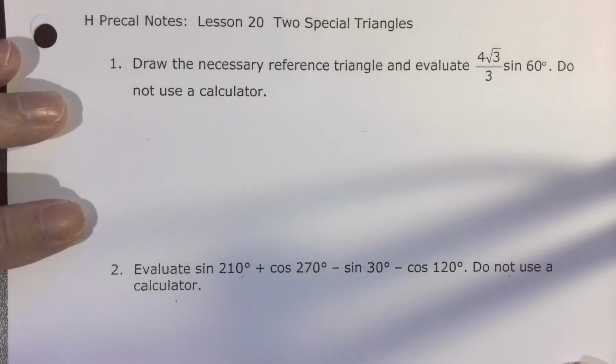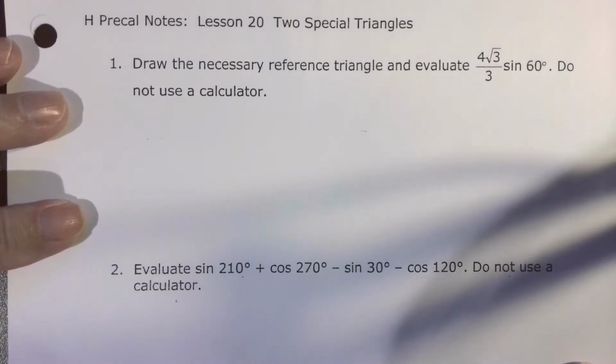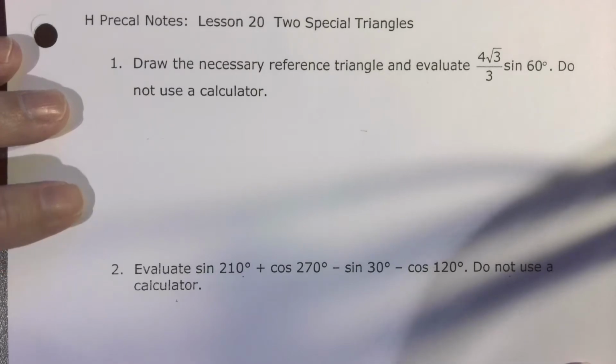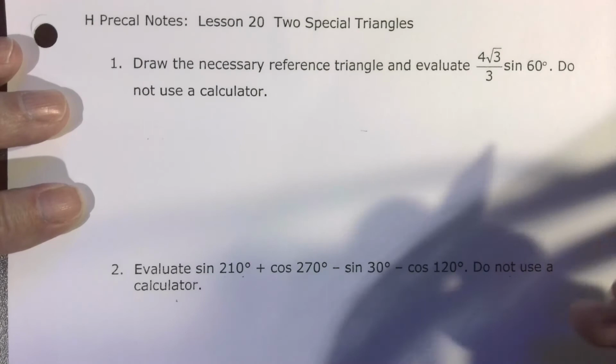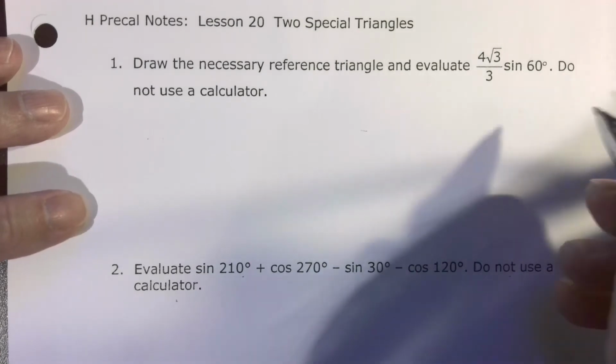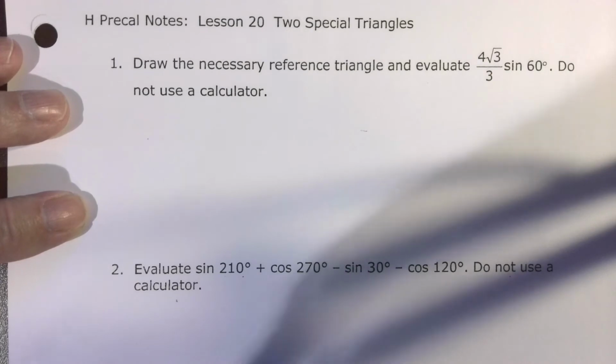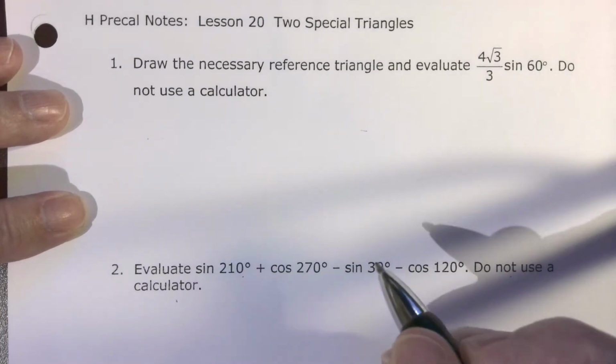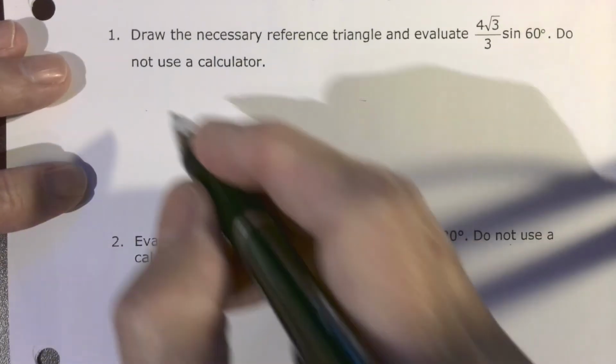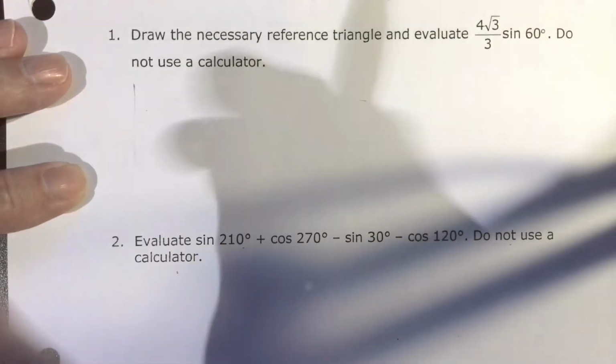So today we're going to talk about lesson 20, which is the special triangles. In this first example, it says to draw the necessary reference triangle, the special triangle, and evaluate this expression, and do not use a calculator. So if we're talking about an angle of 60 degrees, then we need to be drawing the 30, 60, 90 special triangle.